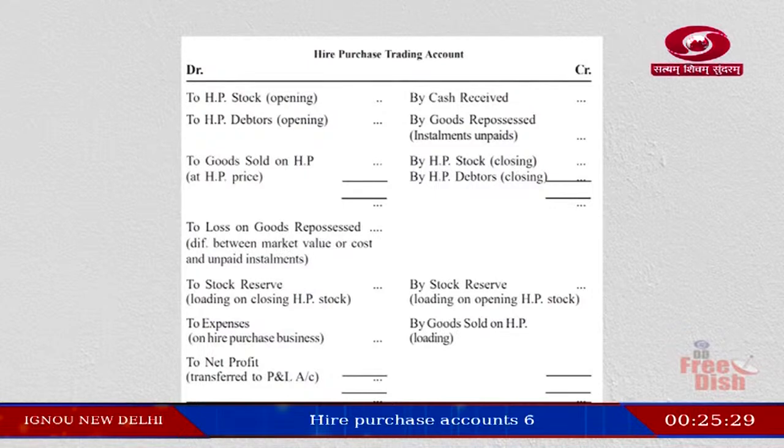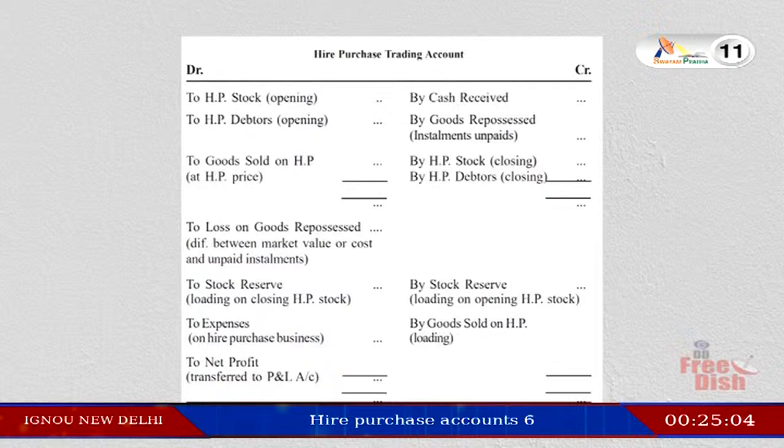Whatever amount of goods is there, then to loss on goods repossessed. This is the difference between market value or cost and unpaid installment. So this is the difference between the two, in order to calculate the loss on goods repossessed.